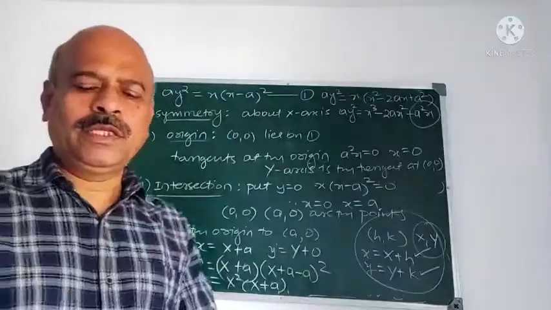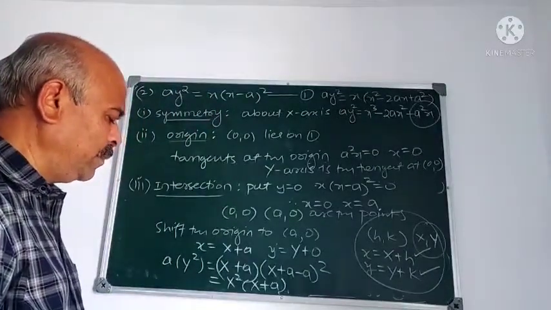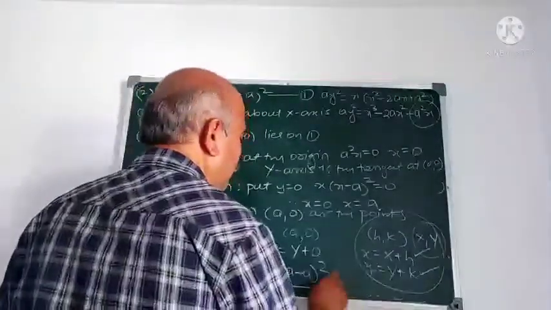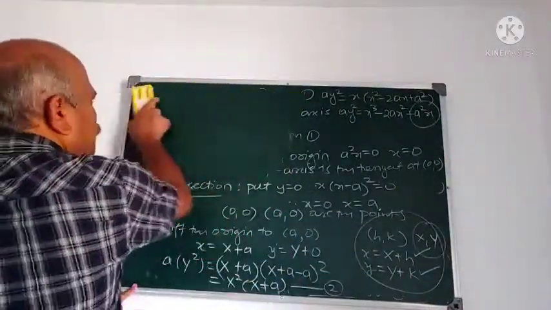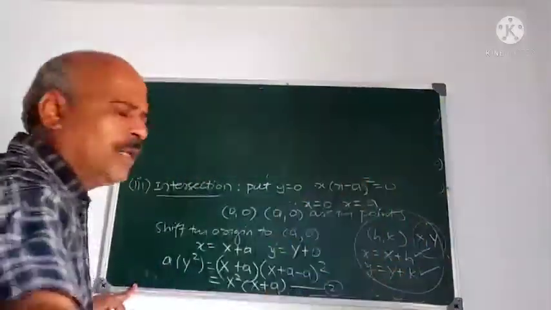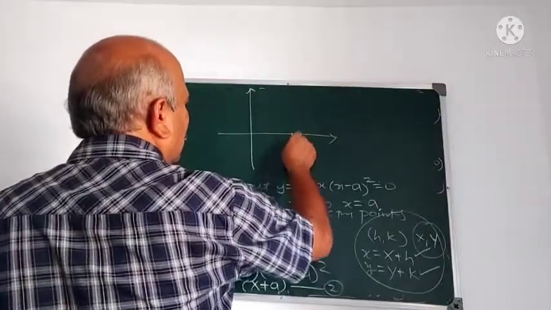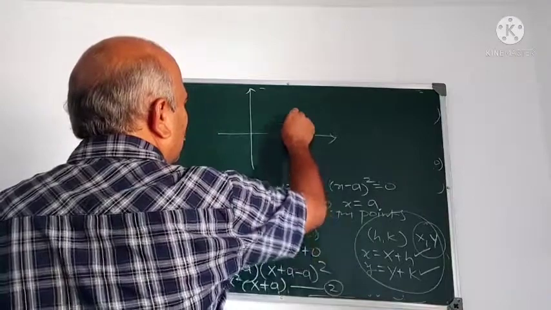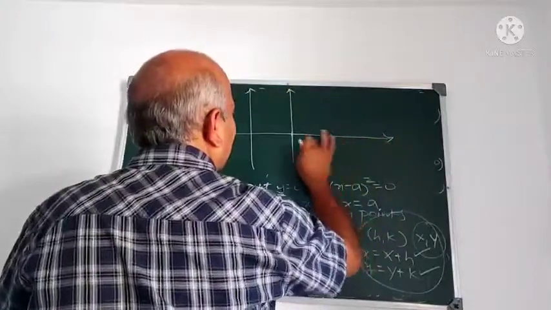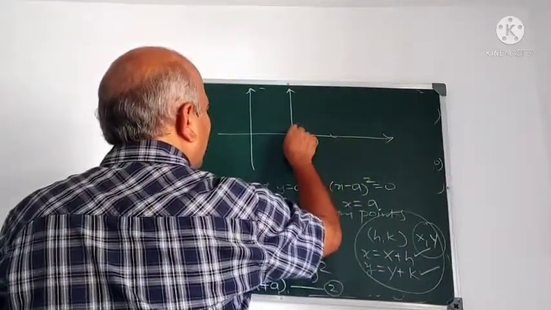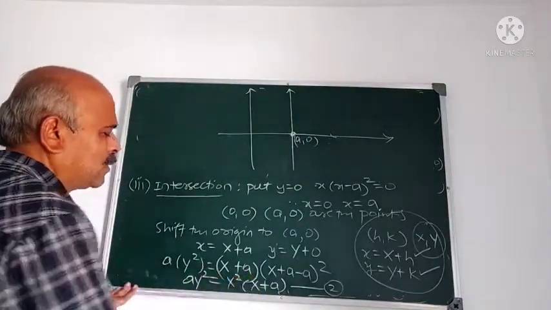What is this? It is the equation of the curve with reference to the new axes. Now let me explain this. The origin is shifted to (a, 0). This is the point (a, 0). The origin is shifted to this point, so we draw the coordinate parallel lines here. This is the origin now, (a, 0). With respect to this as the origin, the equation is a Y square equals X square into (X plus a).